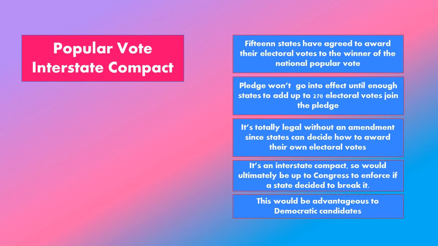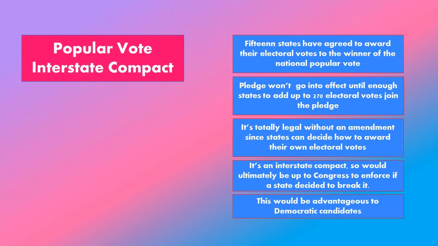If enough states agreed that they would end up with a number of electoral votes that was more than 270, then this could effectively change the Electoral College into a popular vote election. Now, this is an interstate compact, so if we go back to Article 4, this would be up to Congress to enforce. So if the states promise this to each other and one state decided to break the compact, it's not really sure how this would work out. It would be up to Congress to enforce this.